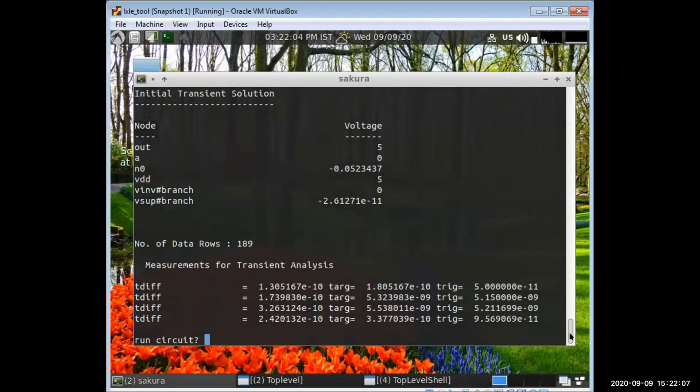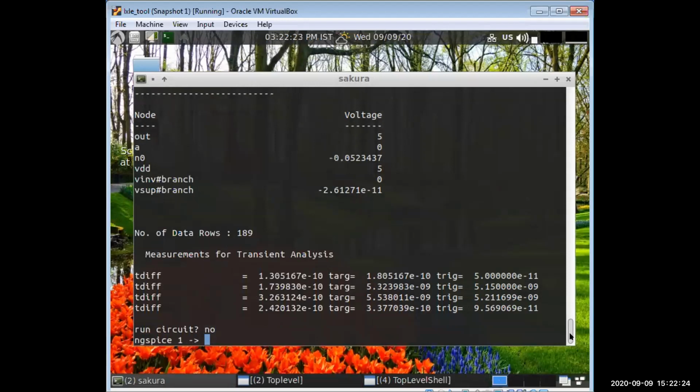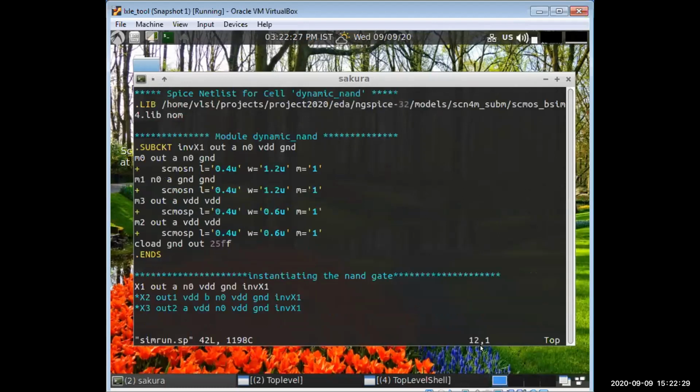Okay, now go for that 0.6. So change that value to 0.6. It is 1.2, na? Yes, sir. Okay, so now change to 0.6. We'll see the difference. Okay, so 0.6.